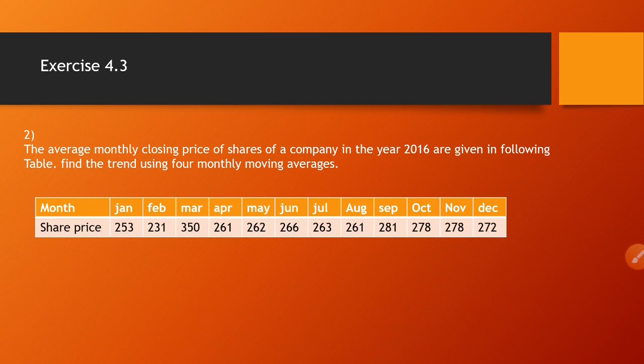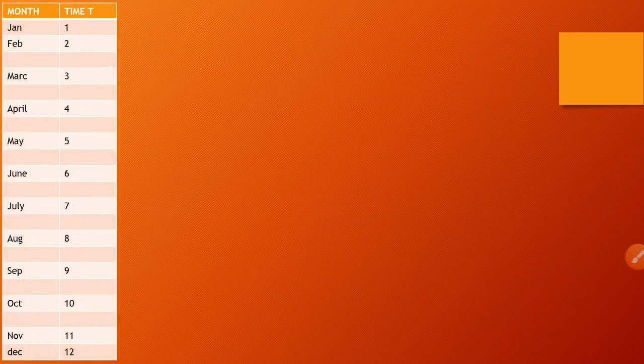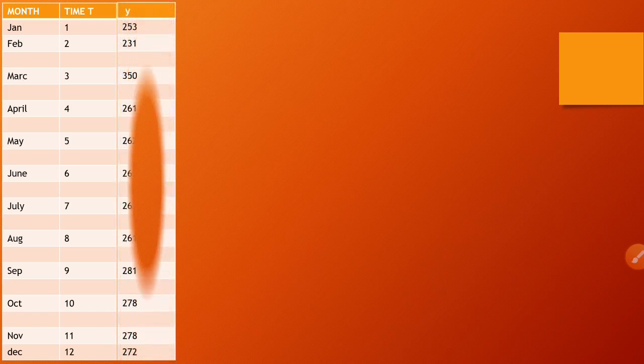So what data is given in the question? Months January to December are given. Share prices given are 253, 231, 350, 261, 262, 266, 263, 261, 281, 278, 272. Now let's do the sum. As I told you, you have to write by skipping one line. I have written Jan to December, a total of 12 months, so T is 1 to 12. Then Y is 253, 231, 350, 261, 262 and so on.